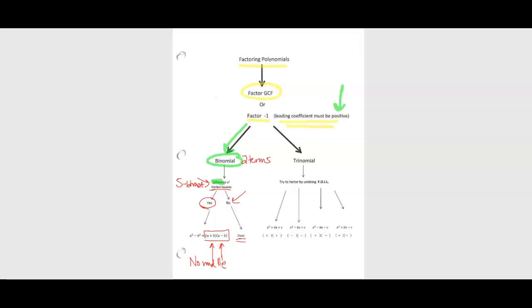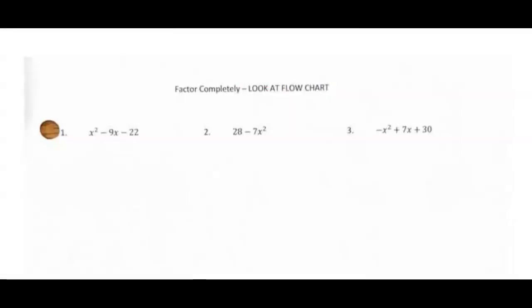On the other side, if it's not a binomial, it's probably a trinomial. And then you're going to try to undo FOIL. And these four things here, we talked about how to know if you're going to have two plus signs, two minus signs, or a positive and a negative. So keep that near you as we start.